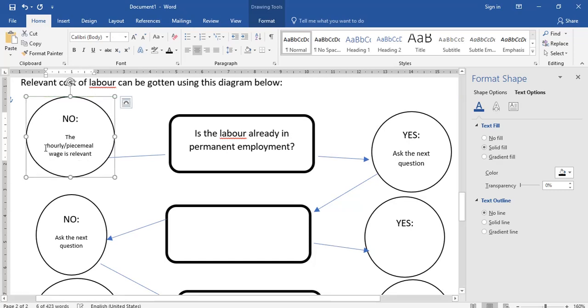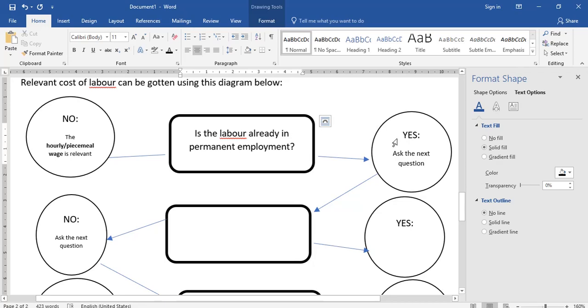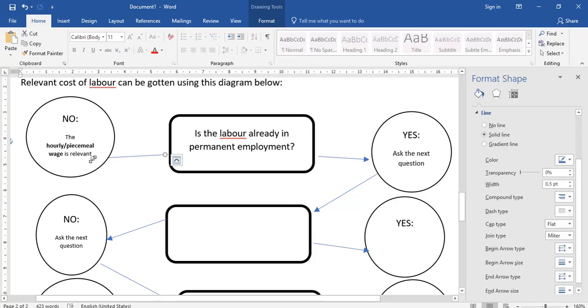The hourly or piecemeal wage is relevant. So the money you pay them for doing work per hour or work per unit is relevant. If they are already in employment, you need to ask the next question. So what would the next question be like?